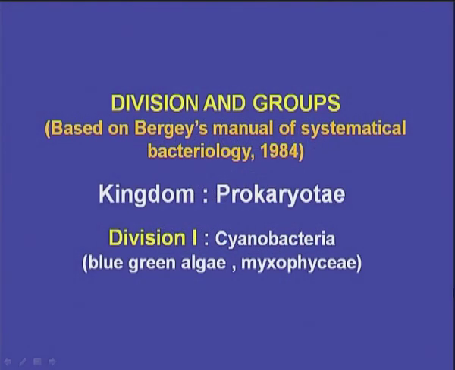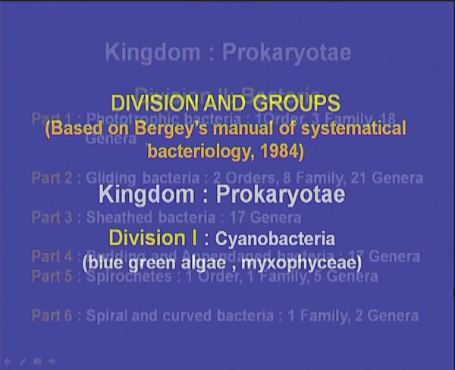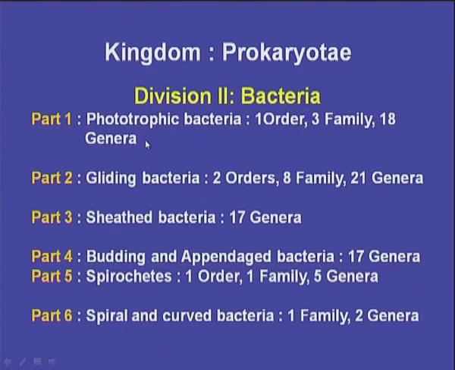Then we divide and group based on Bergey's Manual of Systematic Bacteriology, which was founded in 1984. First we come to the kingdom Prokaryote. Here there is division 1, which has the cyanobacteria. The blue-green algae and myxophyceae come under this division. Then in the kingdom Prokaryote, division 2 is there, which has bacteria.